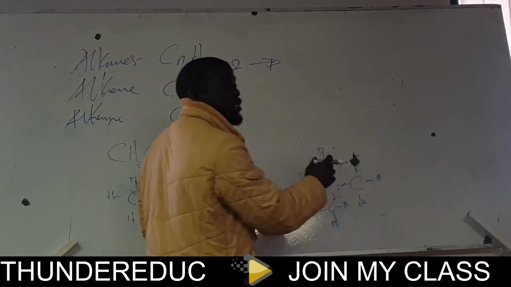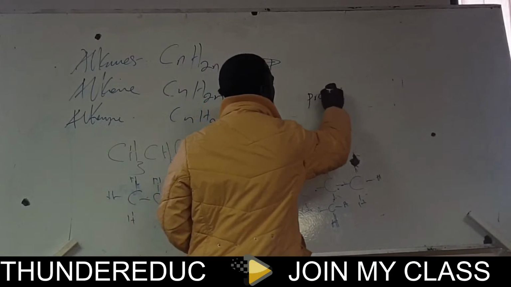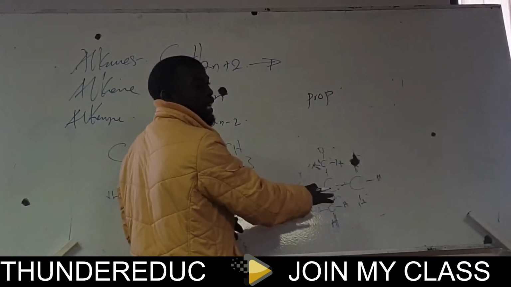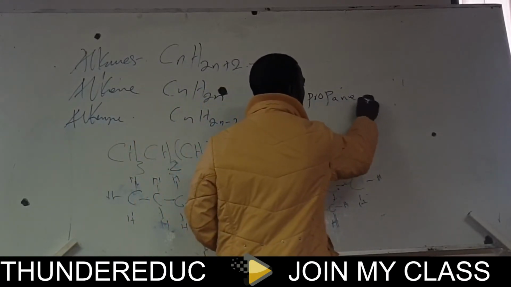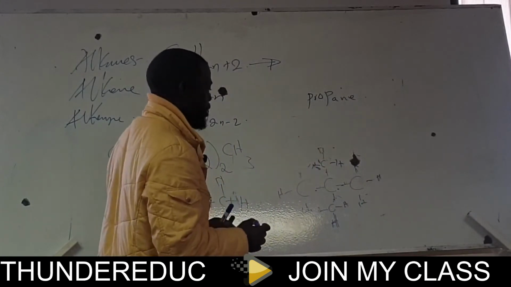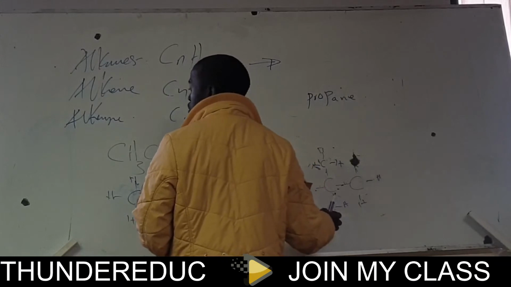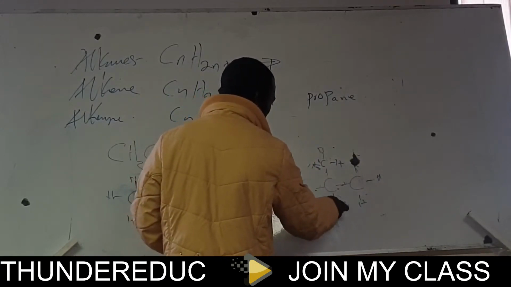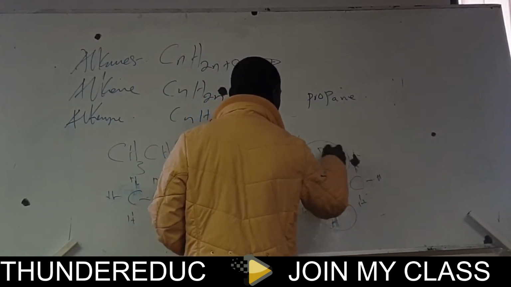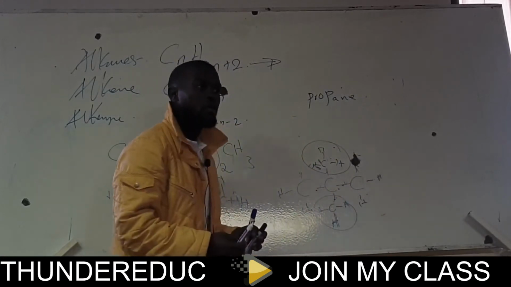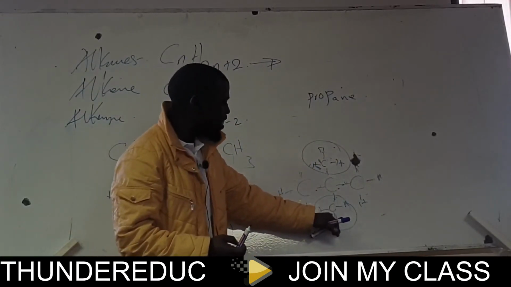1, 2, 3 is what? Prop. But it is an alkane, so it's going to become propane. And then the side group: we have one on number 2 and also one on number 2, isn't it? So what is the side group?